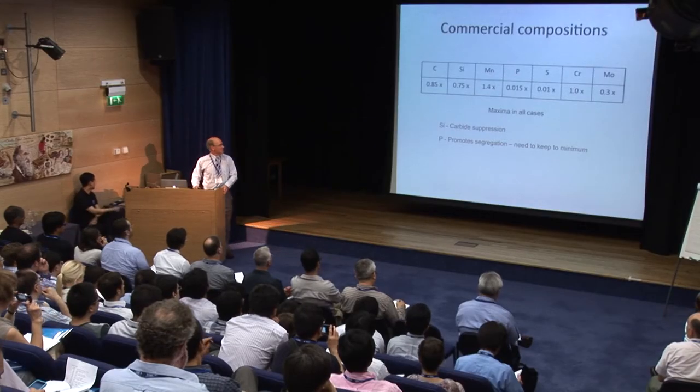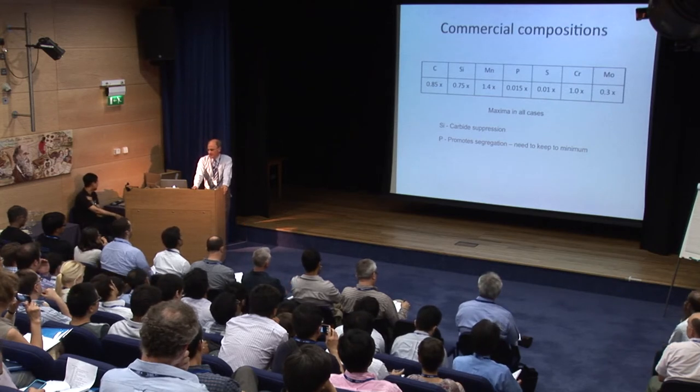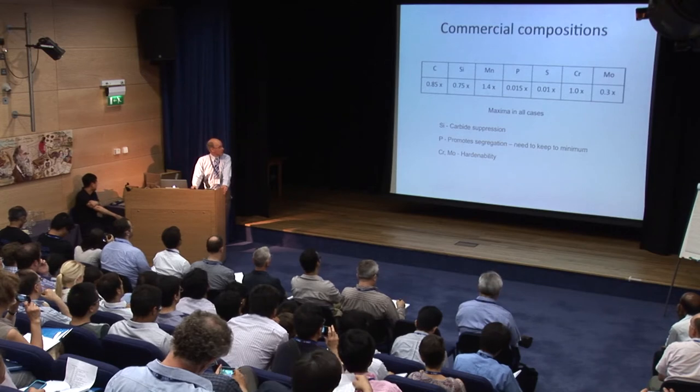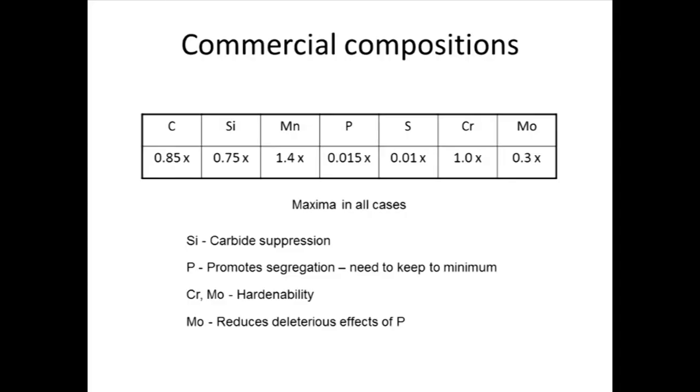I'll draw attention to the phosphorus level, although that's definitely not an element that we want, but phosphorus is well known as being an element which promotes segregation in steel, and so we need to keep it to a minimum. And the chromium and molybdenum levels are necessary to give sufficient hardenability within the steel. Originally, we were hoping that we might be able to dispense with the molybdenum as well, but we were also envisaging initially that the cooling of superbainite from the austenite temperature to the isothermal treatment temperature would be done by forced air cooling, and in the light of that, the hardenability provided by molybdenum was found to be necessary. But molybdenum also has an additional advantage in that it's known to reduce the deleterious effects of phosphorus within the steel, so it was a good thing for that reason.